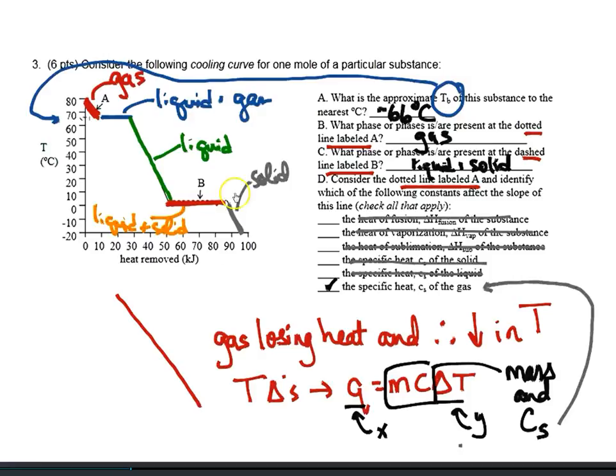I think each of these, let's see, part A was worth 1.5 points, B was worth 1.5 points, C was worth 1.5 points, and D was worth 1.5 points. So that adds up to 6. Let me know if you have questions about the points.